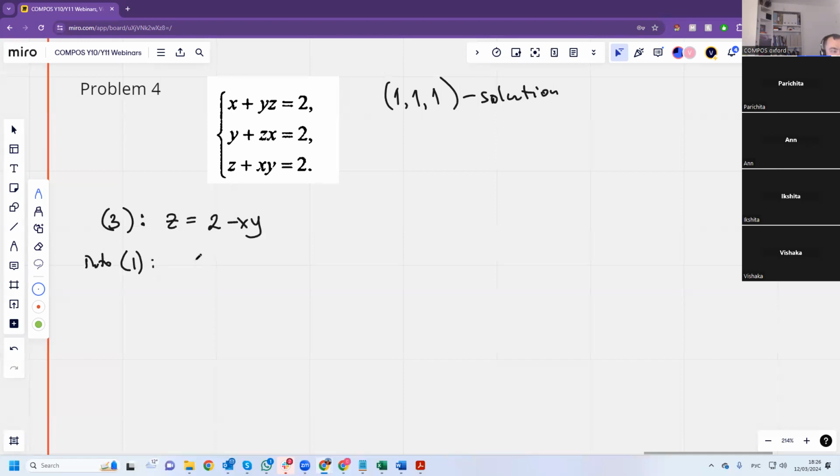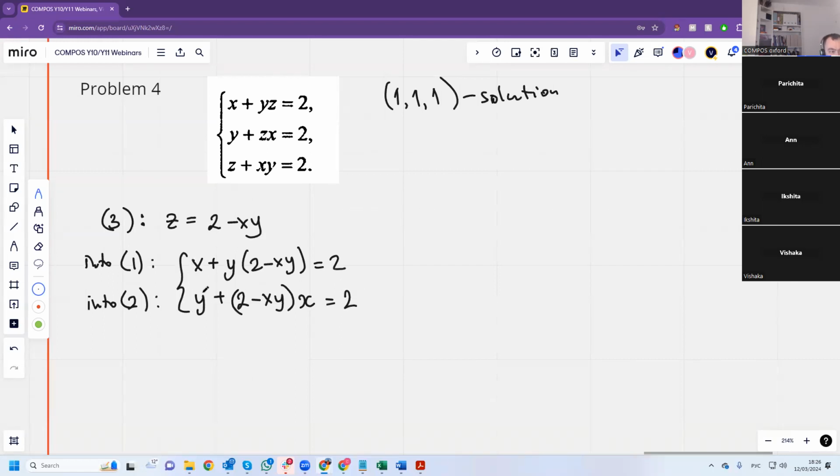Sub into 1, and you get x plus y times (2 minus xy) equals 2, and sub into 2, you get y plus (2 minus xy) multiplied by x equals 2. Now you effectively have 2 equations with 2 unknowns, which you can solve.